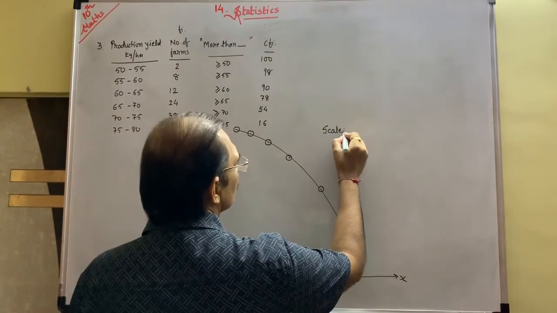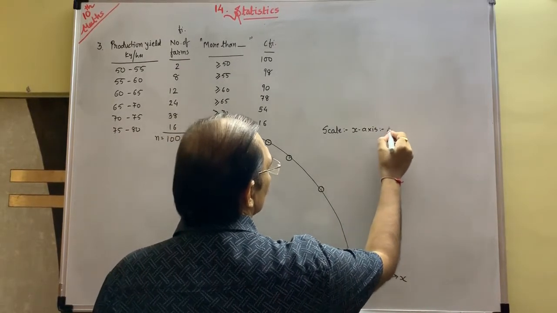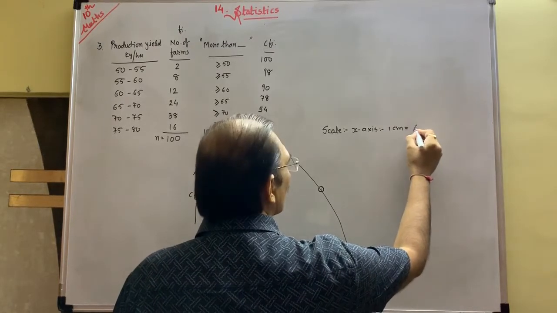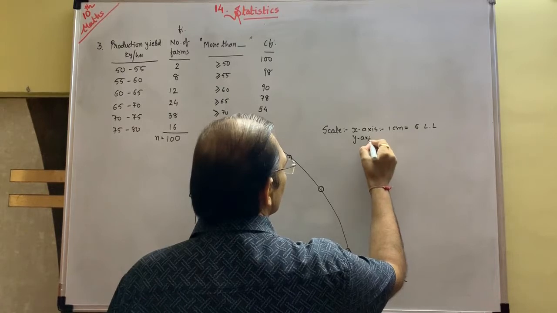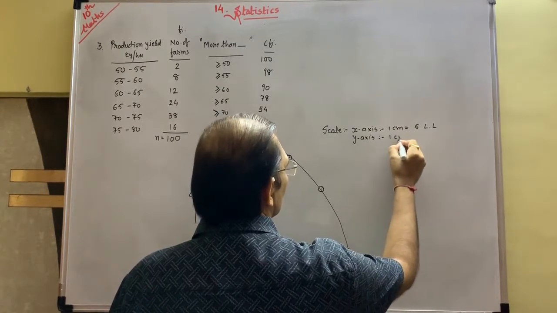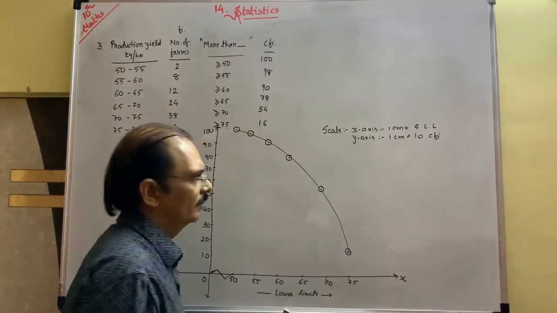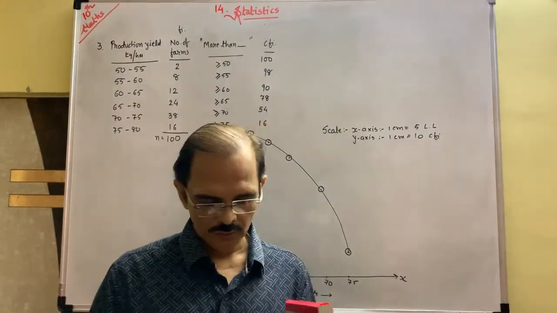Right, scale on x-axis, 1 centimeter equals 5 lower limit, and on y-axis 1 centimeter equals 10 CFI. Okay, this is your exercise 14.4.